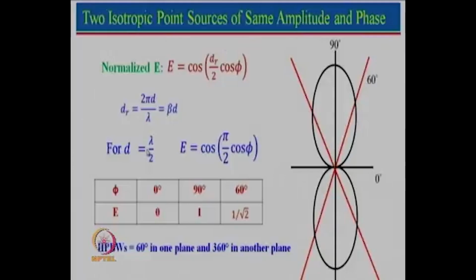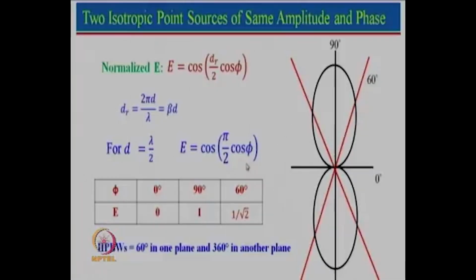So let us just take an example where the spacing is equal to lambda by 2. If we take the spacing as lambda by 2 and substitute the value over here, this gets simplified to cos of pi by 2 cos phi. Now here phi will actually vary from 0 to a full 360 degrees to calculate the overall radiation pattern. But we can just take a few quick numbers and try to estimate the radiation pattern.